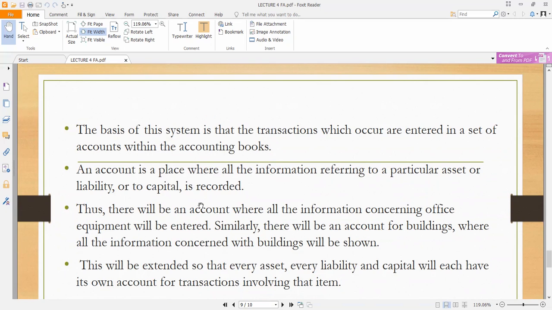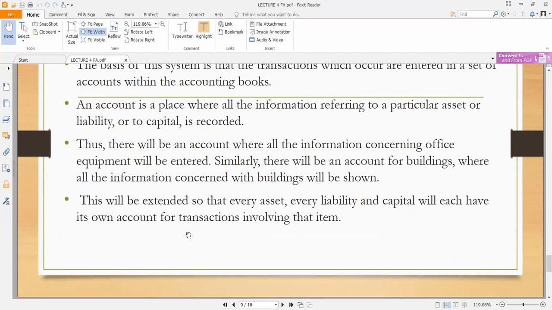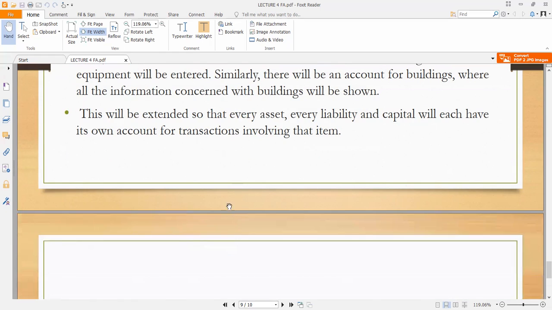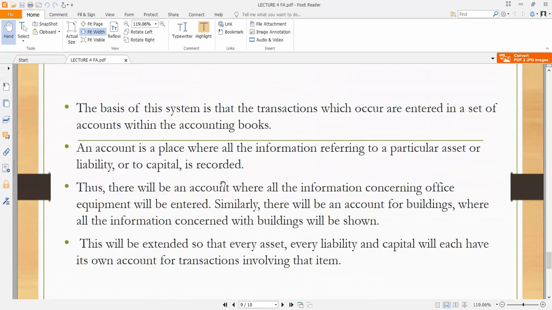An account, as simple as that, is a place where all the information referring to a particular asset, liability or capital is recorded. There will be an account where all the information concerning office equipment will be entered. Similarly, there will be an account for buildings where all the information concerned with buildings will be shown. This will be extended so that every asset, every liability and capital will each have its own account for transactions involving that item. Basically, every part of the business has got its place.